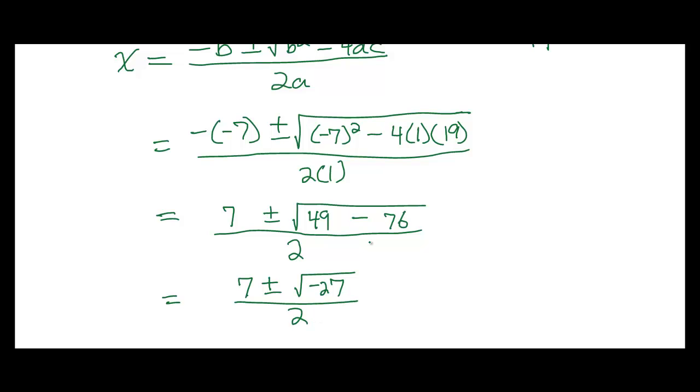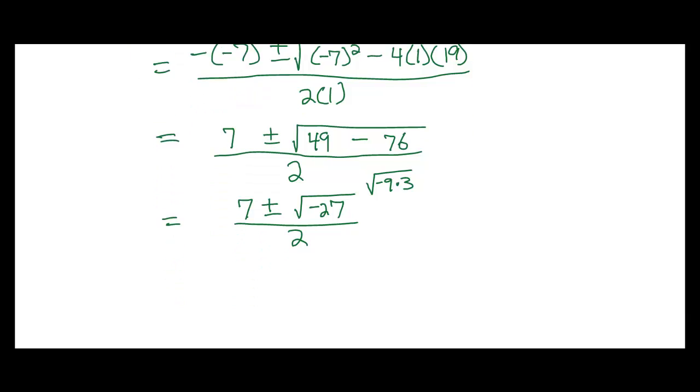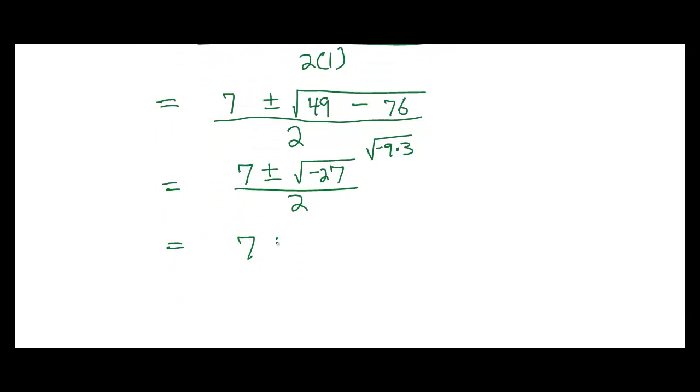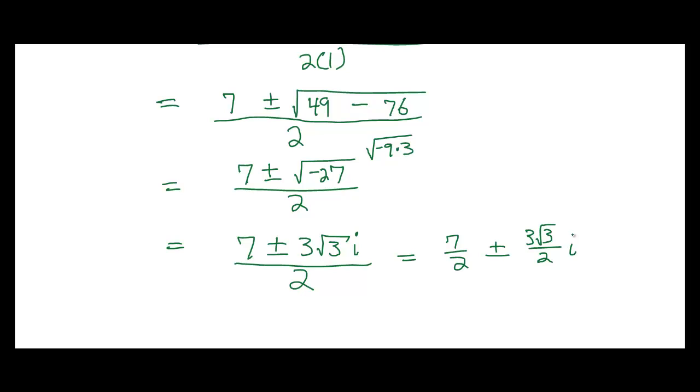And of course, we're going to want to simplify. Square root of negative 27 can be written as negative 9 times 3. And so if I simplify that, I'll get 7 plus or minus 3 square root of 3 times i all over 2. And of course, we can't simplify because 3 doesn't go into 7 evenly and doesn't go into this 3 on the outside evenly. But we can separate it, and you can write it as 7 halves plus or minus 3 square root of 3 over 2 times i. Okay. And those will be your two solutions.